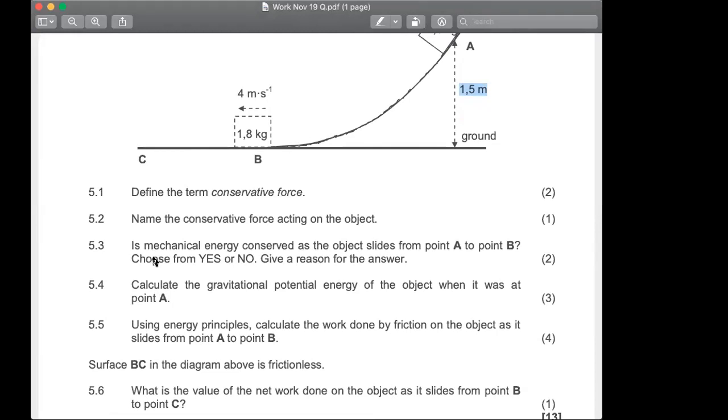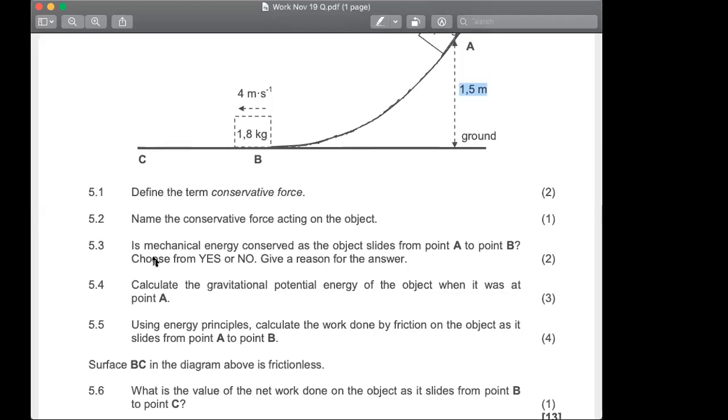5.3. Is mechanical energy conserved as the object slides from A to B? Choose from yes or no. The answer will be no. Give a reason for your answer: because there will be friction that is acting on the system.